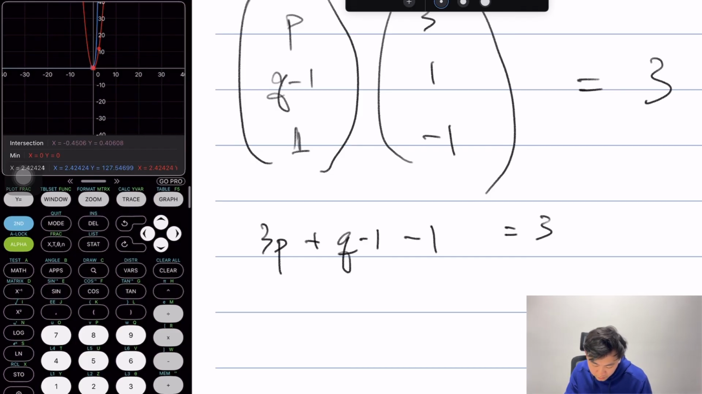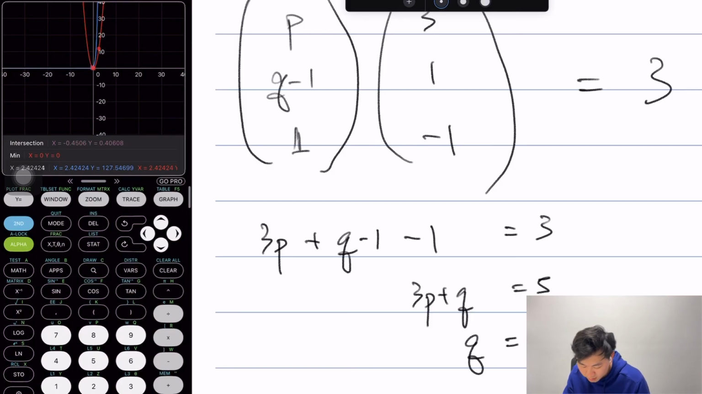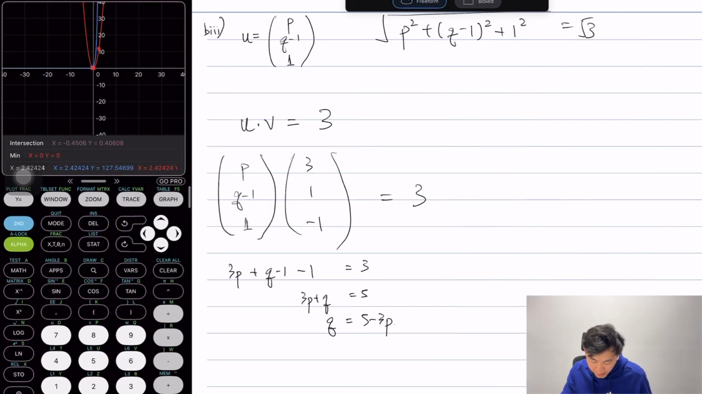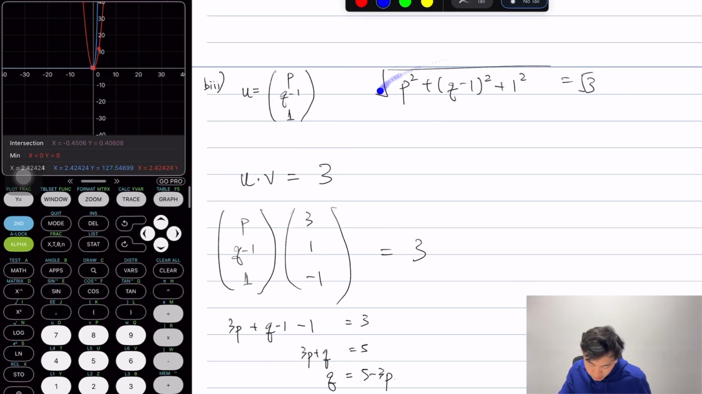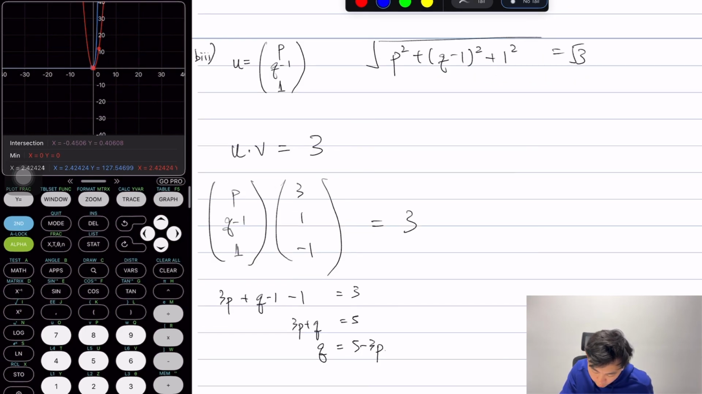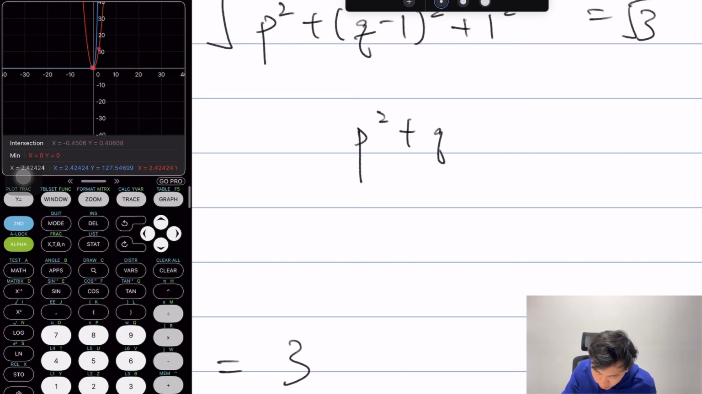So we attempt to solve for this one. It's minus 1, which is minus 2. Minus 2, this one is a plus 2, which is a 3, which is a 5. So 3p plus q equals 5. q equals 5 minus 3p. All right. Okay, then we're going to go back and see this part a little bit, which is the original equation. We're going to go back and work with the p squared plus the q minus 1 whole squared plus 1 equals 3.